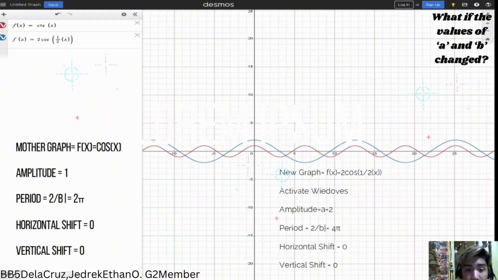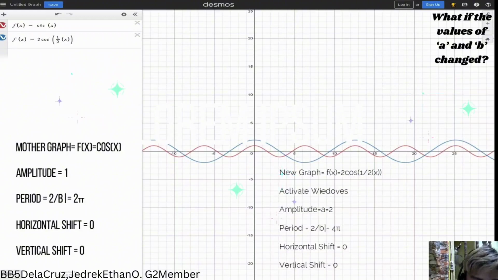Next, in finding the period, we use the formula 2 pi over the coefficient of x. In this case, the coefficient of x is 1/2. So therefore, the period is 2 pi over 1/2. Then we will get 4 pi as the period.